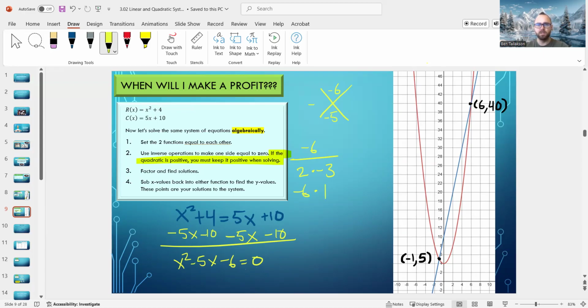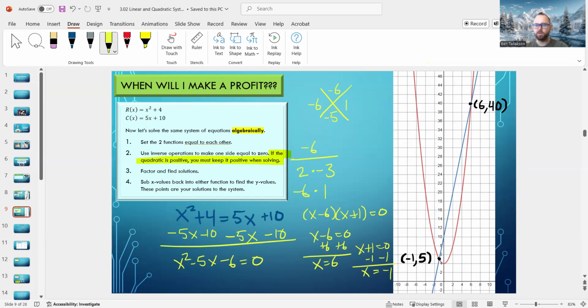Let's see. -6 times 1, -6 plus 1. We got it. So we write out our factors. X minus 6 times x plus 1 set equal to 0. And take each factor, set equal to 0, solve for x. X is 6 and x is -1.